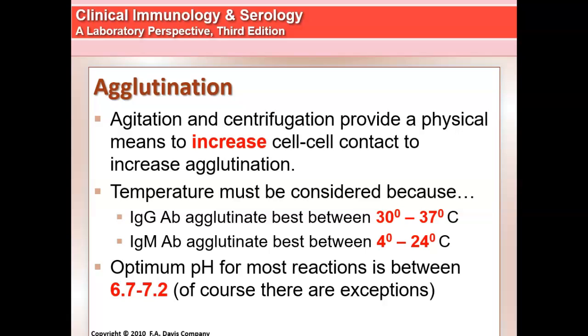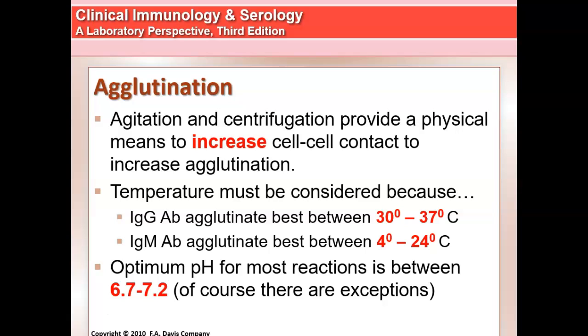Agitation and centrifugation provide a physical means to increase cell-to-cell contact to increase agglutination. So that's actually shaking the tubes just a little bit and then centrifuging it to pull everything to the bottom of the tube. The temperature must be considered because IgG antibodies agglutinate best between 30 degrees to 37 degrees Celsius, and IgM antibodies agglutinate best between 4 degrees to 24 degrees Celsius.